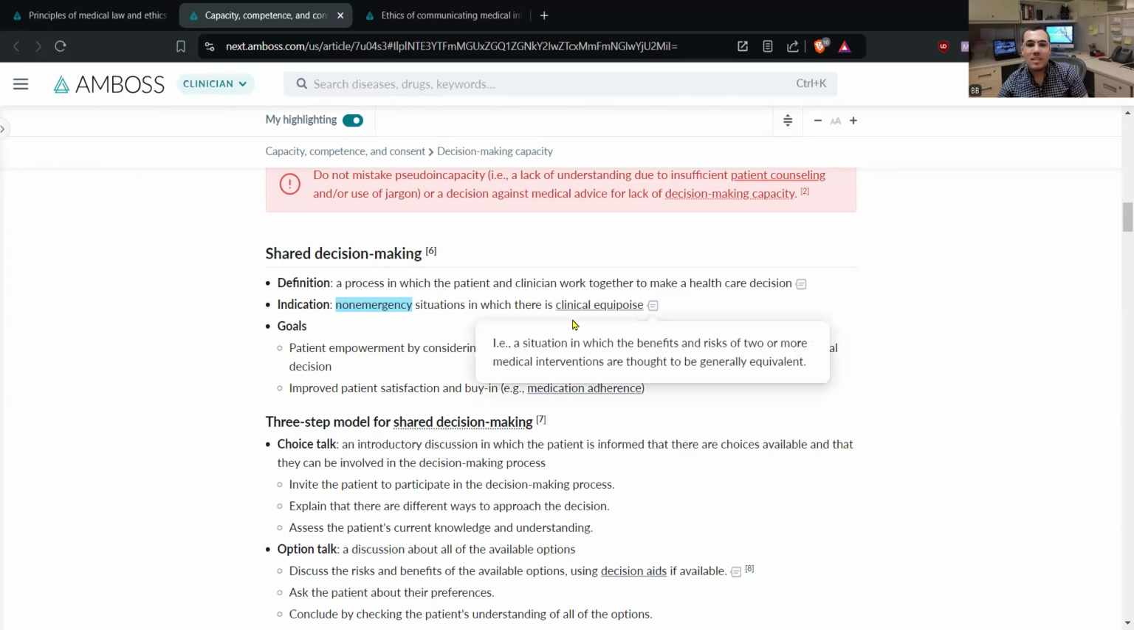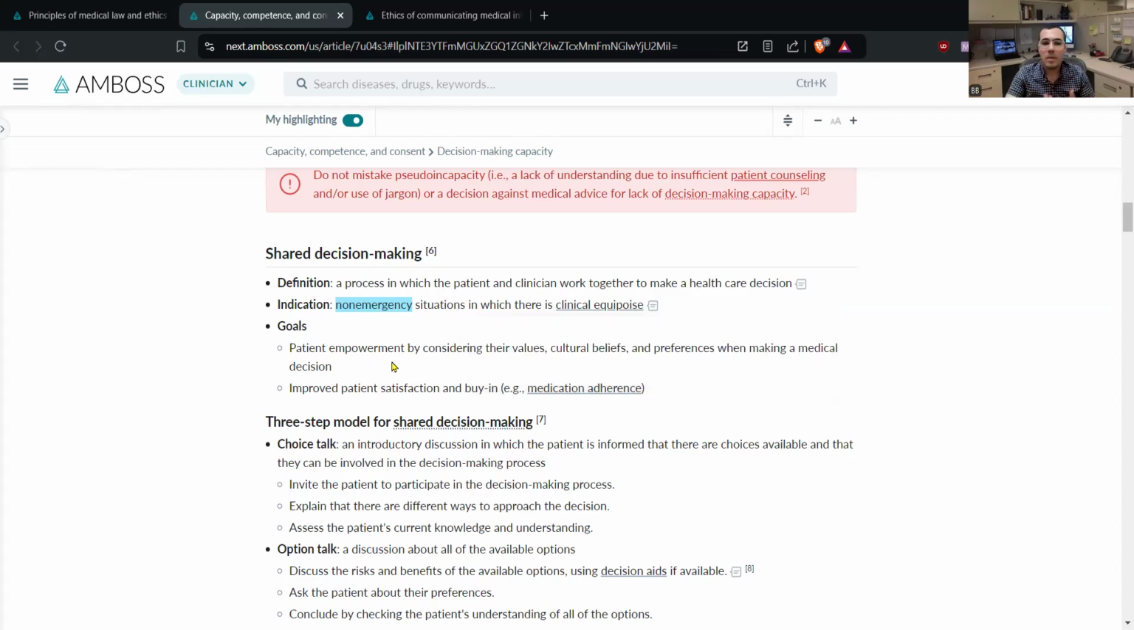It is used where there is clinical equipoise. What is clinical equipoise? It is a situation in which the benefits and risks of two or more medical interventions are thought to be generally equivalent. You have this option and you have this option. What do you think is better for you? Like they are equal, but this one is cheap and this patient doesn't have the financial capacity to buy this expensive drug, so this is going to be better for him even if they are equal.